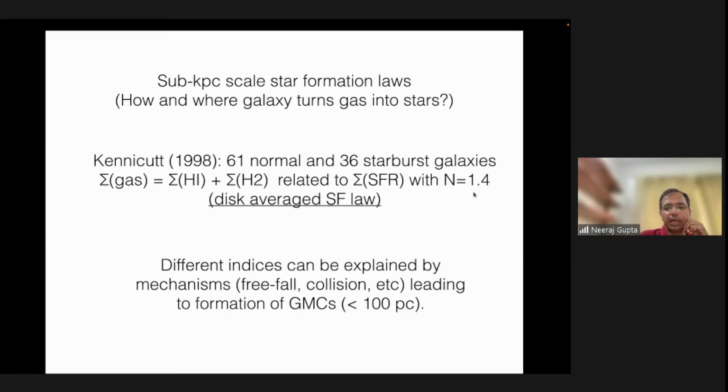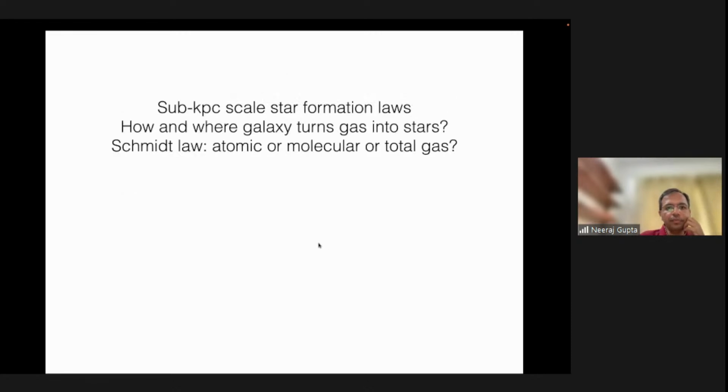And what is the significance of this plot? Because the slope would be different depending on what are the mechanisms that are leading to the collapse of these gas clouds to star formation. For example, whether free fall, collision, what all these things would determine what the indices would be. So through this we can understand what are the processes that are actually leading to star formation.